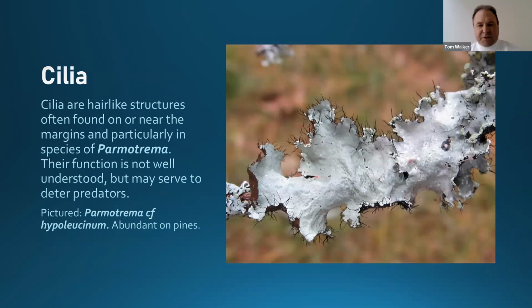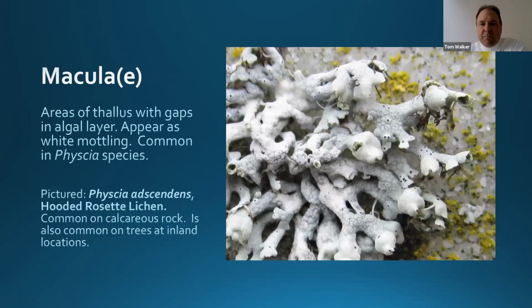So here's some other structures to keep an eye out for. Cilia: if you look along the margins of this lichen, you see all these black hairs. So they're often found on the margins, in particular in the genus Parmotrema. Their function is not well understood, but it may serve to deter predators such as snails.